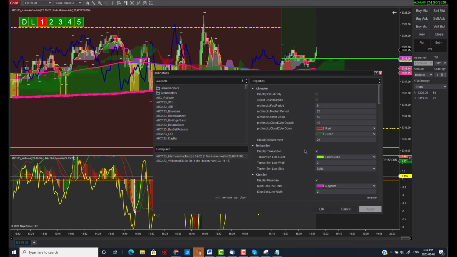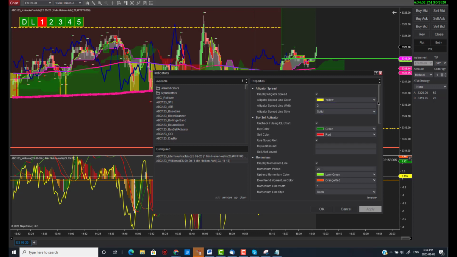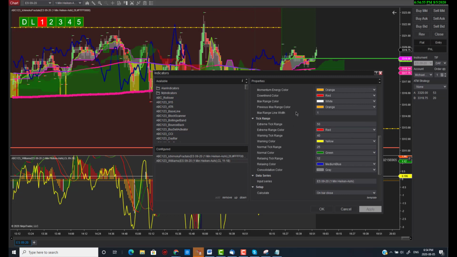So on the Williams system, right here, I have my NQ numbers set up. So probably for the NQ, I'll say 30 ticks would be very, very extreme. A warning probably would be, let me see here, 24 would be, no, I'll say 30. 30, and then I'll go 24, and then within normal would be 20. And relaxing, I can probably keep that at 12 as well.